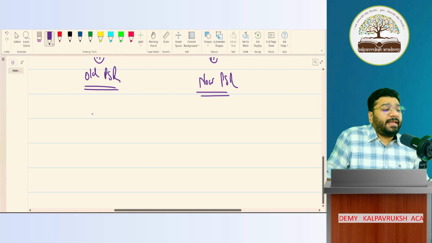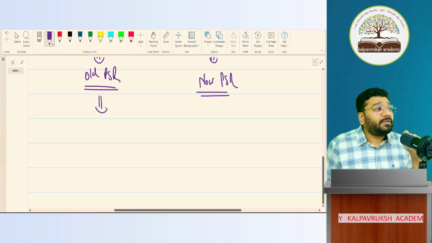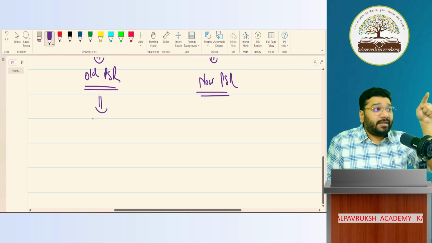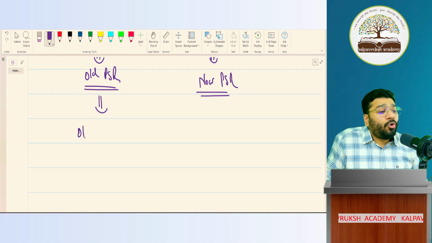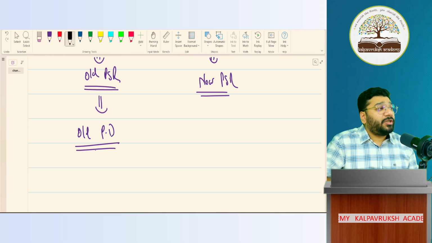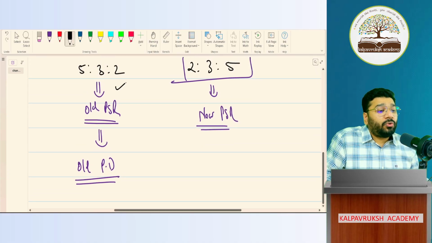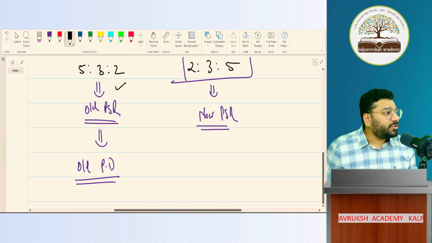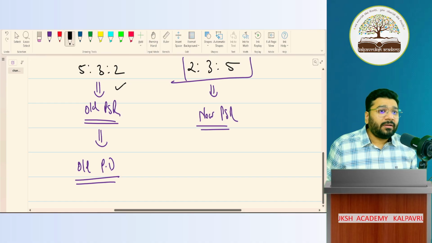The old profit sharing ratio is documented in which document? Partnership deed. Now that partnership deed is called as old partnership deed. With the old partnership deed, which is containing the old ratio, can I continue the new change? No. Got it, not got it.